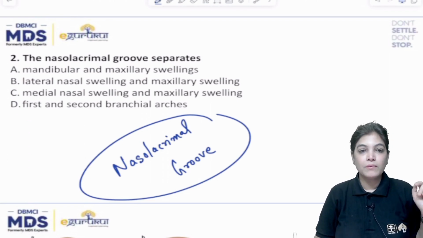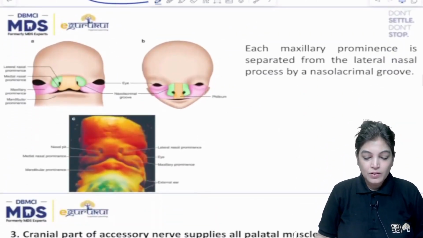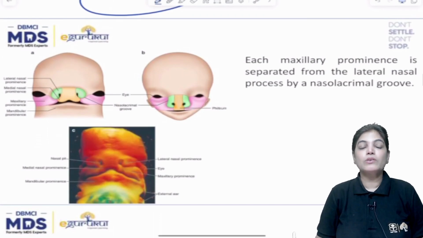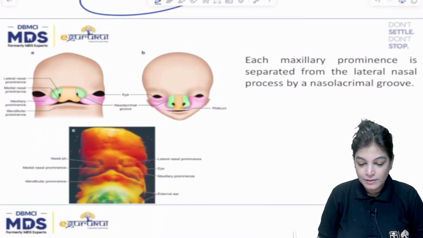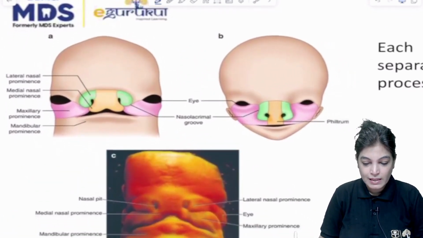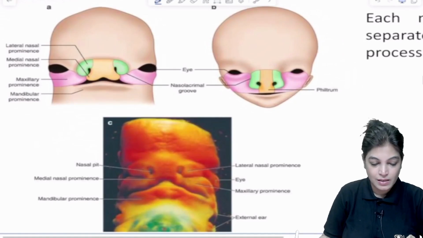Okay, so let's discuss. So here this is a diagram. Exactly the location of nasolacrimal groove will be in between the maxillary process and that of lateral nasal processes, or prominences. So you can see in this image, I just want everybody to concentrate on this image. I'm slightly enlarging this image.